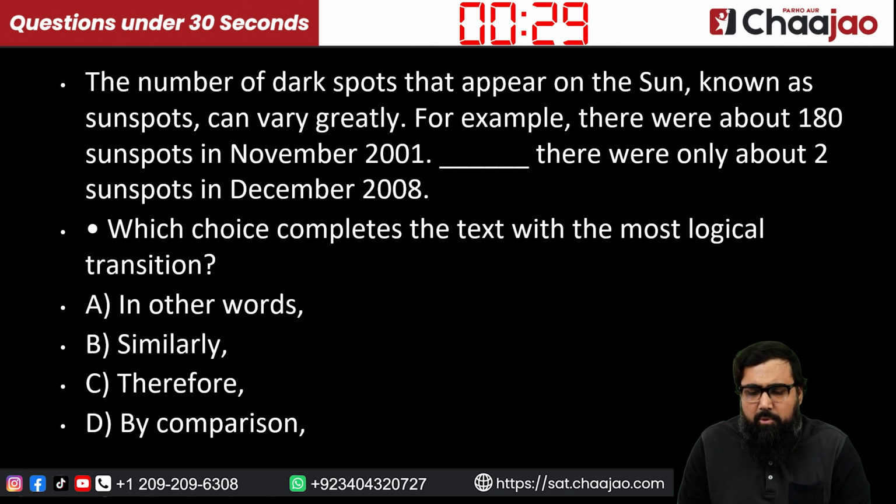The number of dark spots that appear on the sun, known as sunspots, can vary greatly. For example, there were about 180 sunspots in November 2001. Blank, there were only 2 sunspots in December 2008. Which choice completes the text with the most logical transition?